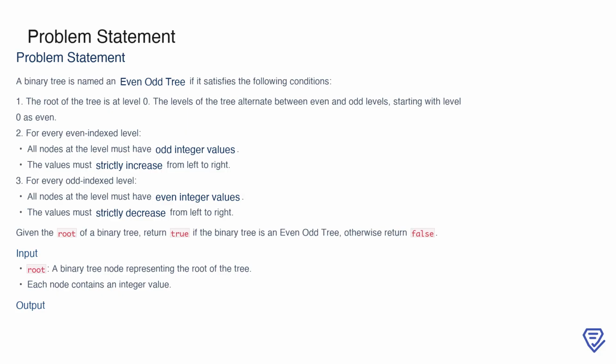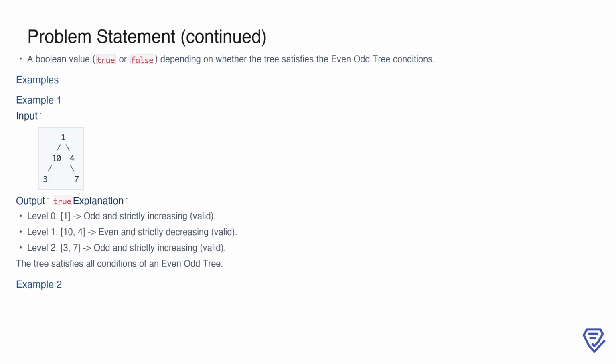The task is to determine if a given binary tree satisfies these conditions, and if it does, we return true, otherwise, we return false. The input to the problem is the root of a binary tree, where each node contains an integer value. The output is a Boolean value, either true or false, depending on whether the tree meets the even-odd tree criteria. Now, let's look at an example.